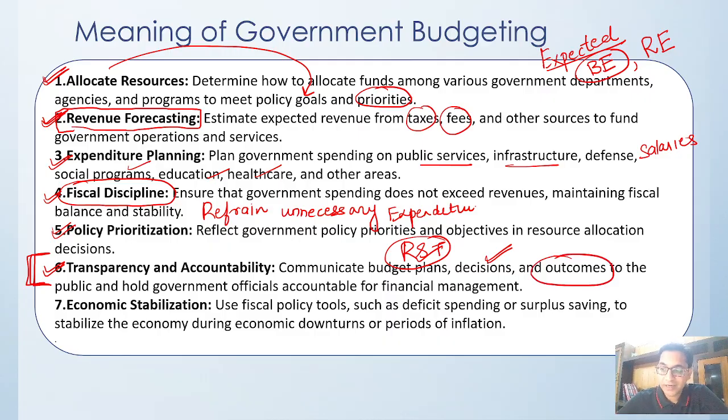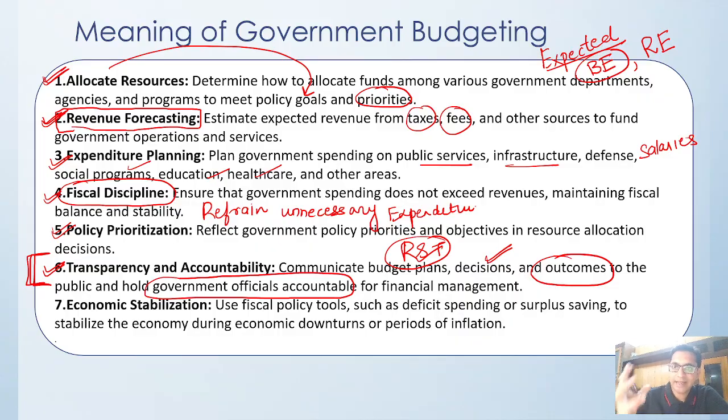Whatever the money is spent on, where it is spent, how much is spent, how much is saved, this is all being accountable. Government officials are made accountable for any kind of financial management or mismanagement that is happening.